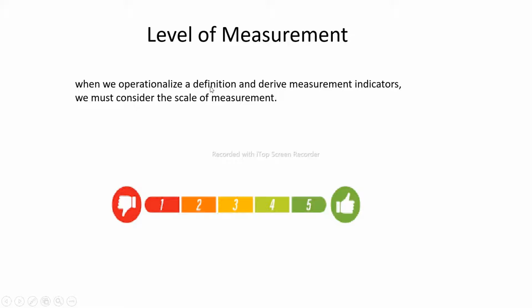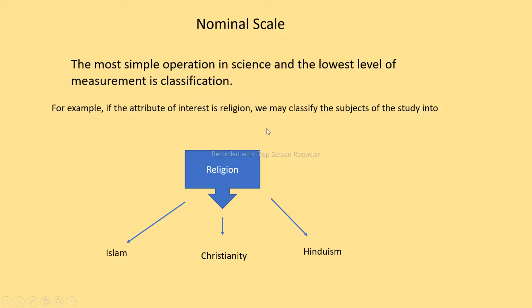When we operationalize a definition and derive measurement indicators, we must consider the scale of measurement. This is what we have learned from the previous classes, isn't it? So we have the measurement indicators. There is a measurement scale from which we come to know the quality of the software. From this scale, we can know what level the software is at.